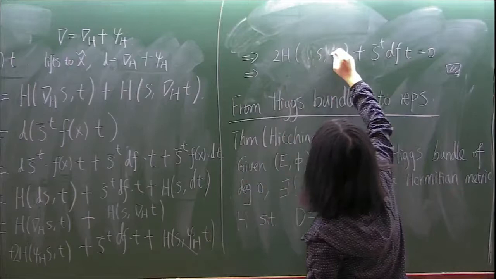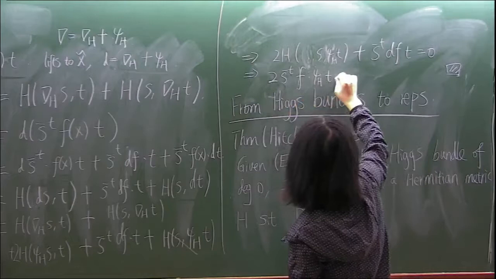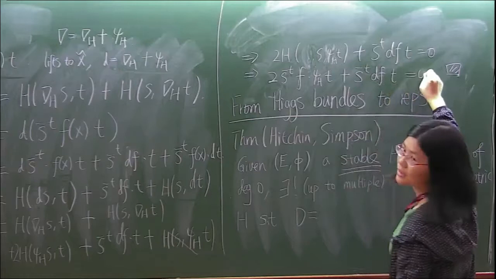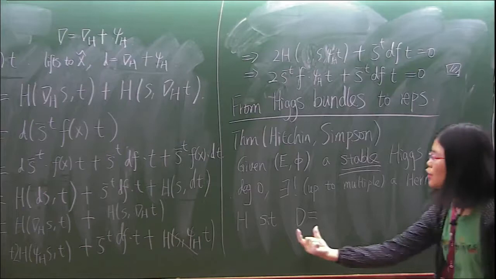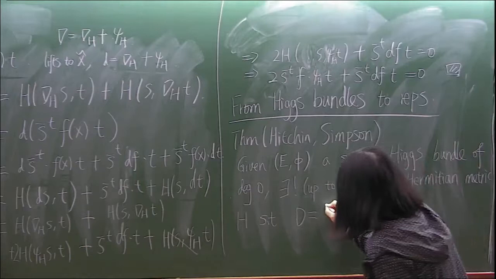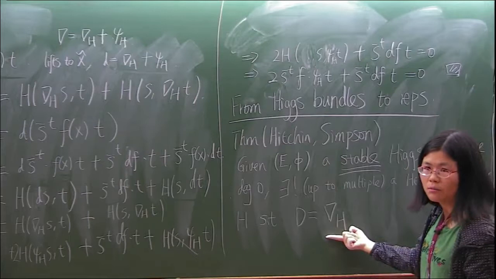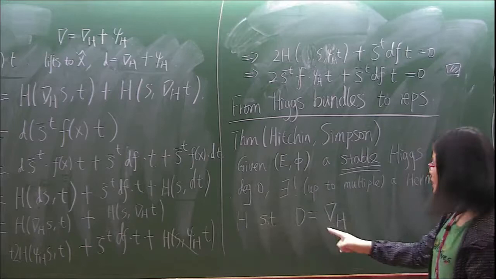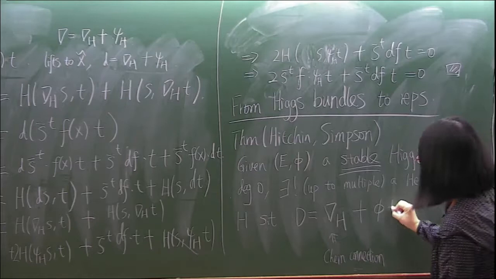Okay. Psi H T. So this is a 2 of S conjugate transpose F times the psi H T plus S conjugate transpose DF times T equal to 0. This is arbitrary for S and T, then we get to the new connection constructed from this data. First, we say there is a Chern connection. The Chern connection is uniquely determined by a holomorphic vector bundle plus a Hermitian metric, which we already have. So this is the Chern connection, plus our Higgs field phi and its Hermitian adjoint.